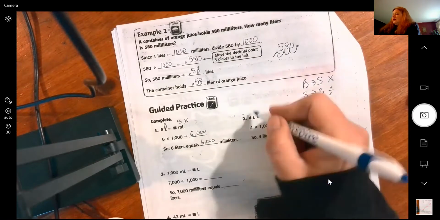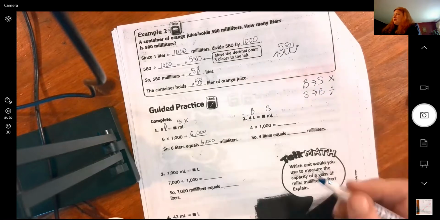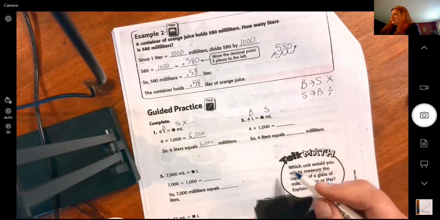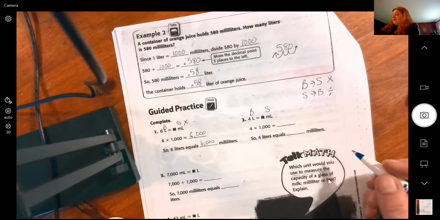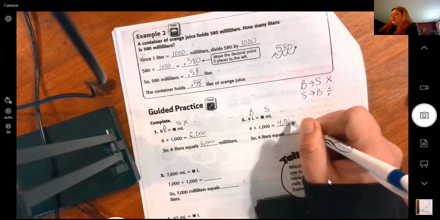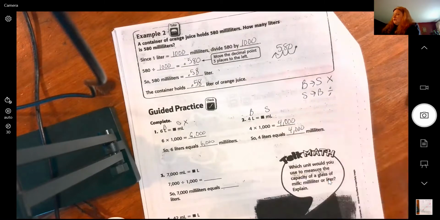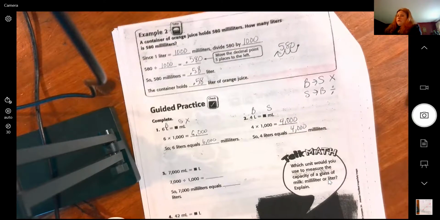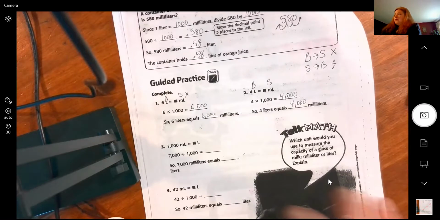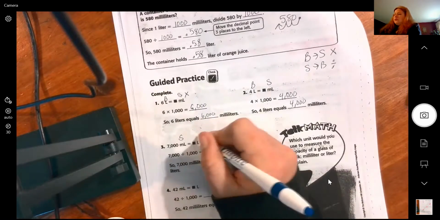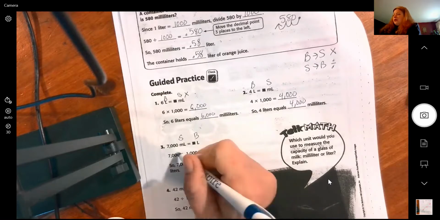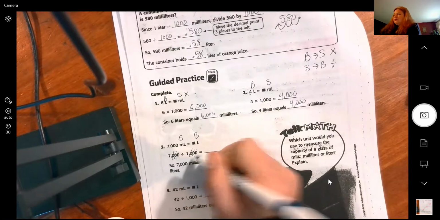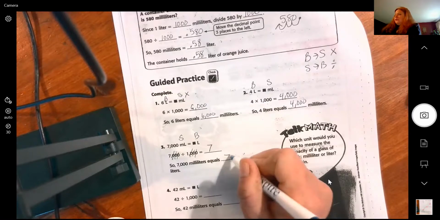Liter to milli, big to small. Remember, mini cute dolls usually do have kids. We're going to multiply by 1,000, which equals 4,000. 4 liters equals 4,000 milliliters. Milli to liter is small to big, so we're going to divide. We can divide by getting rid of our zeros, so it equals 7.